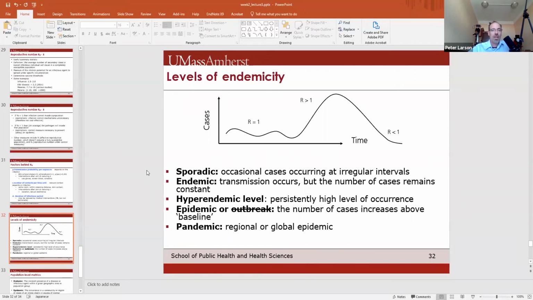So level of endemicity. There are 5 scenarios here. Sporadic, just occasional cases occurring at irregular intervals. Can't really predict it. They just happen. A few cases here and there.